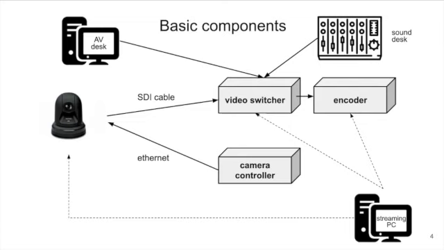So the other two inputs are the sound from the sound desk and camera 5, which is the AV desk, the videos and so on that are played on the AV desk. And then there's the streaming PC, of course, and we can control the encoder, the video switcher, and the cameras to some extent from the PC.